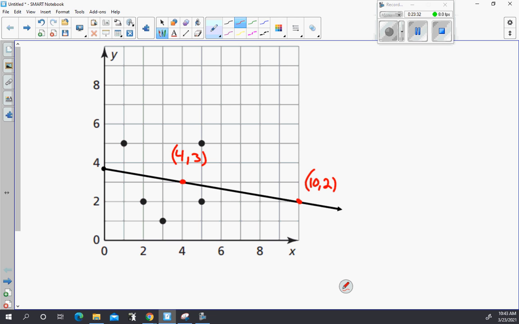Now I want to find an equation. I want to find the equation of that line. That's what I want to do. Y equals mx plus b. I don't know what b is, but I know my slope. My slope, it looks like it goes down 1 and over 6. Now I have to find b.